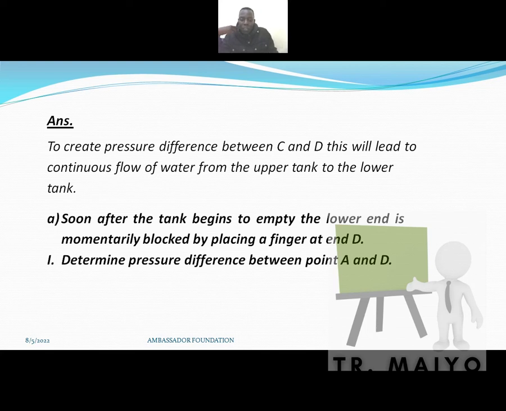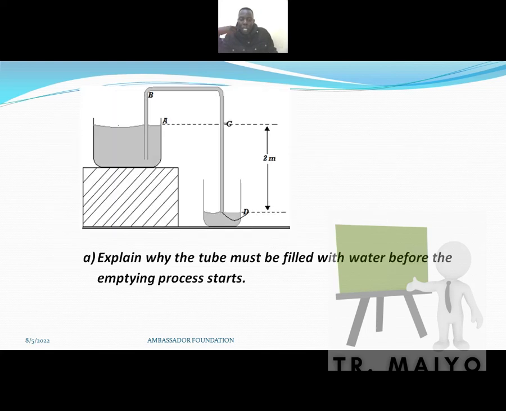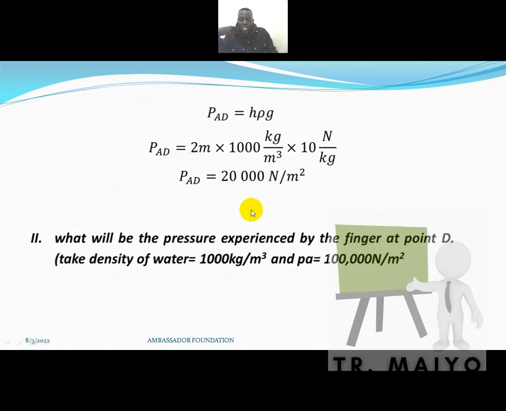Determine the pressure difference between point A and D. This is water, and the height difference is 2. So rho g h: water is 1000 in terms of density, times g, 10, times 2. That is the pressure difference.